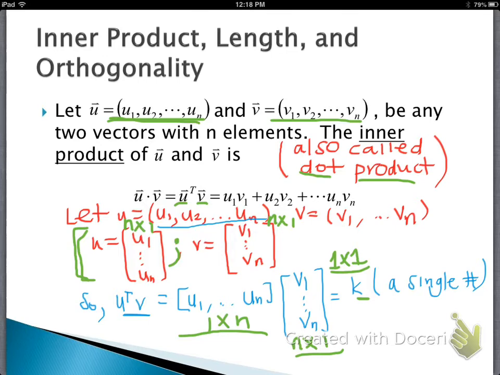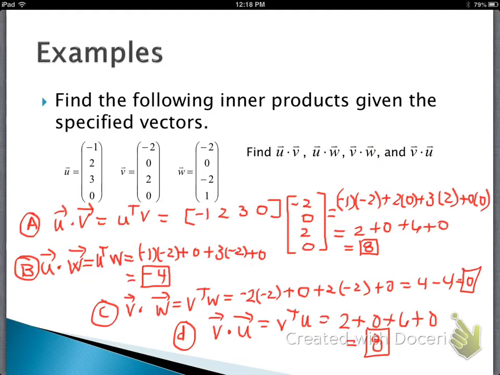So that's pretty straightforward. Looking at the next slide, if we were to find the dot product of u times v given these vectors here, then we take the transpose of u, which would be here, and then multiply it by v, which is here. And it's really just pairwise multiplication, right? You guys know how to do this. So it's 1 times -2, 2 times 0, 3 times 2, and 0 times 0. Okay? And we add those together and we get 8.